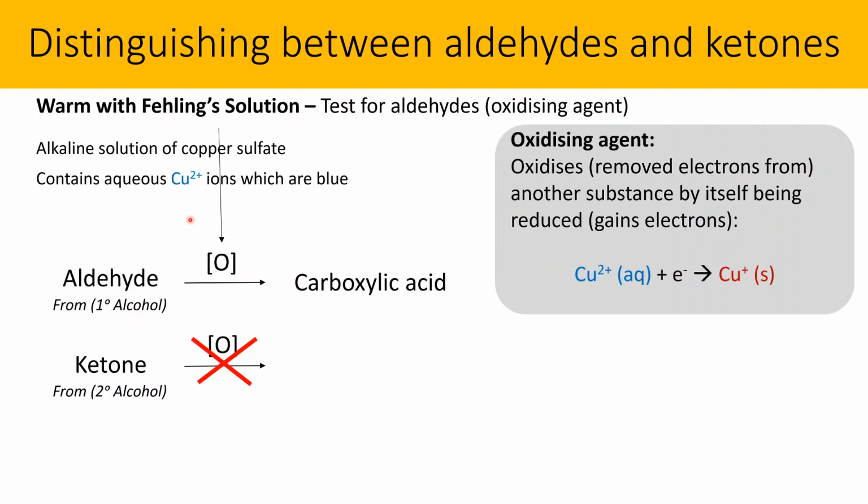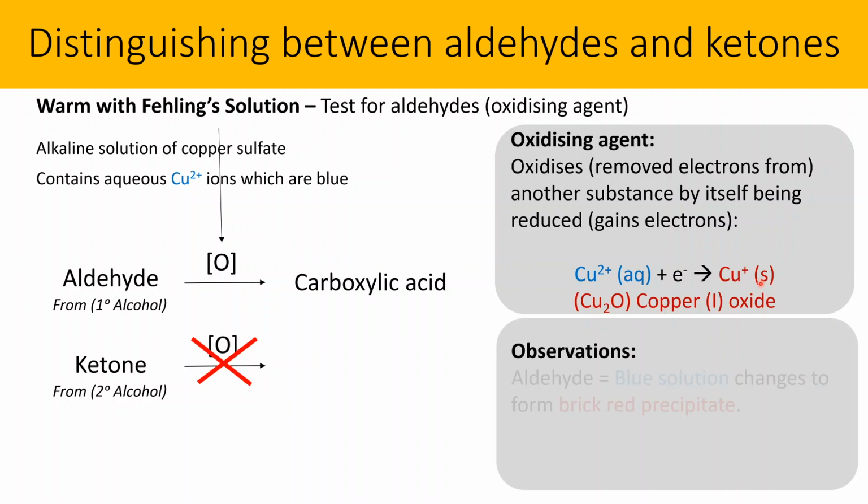Okay, and as we said, our Fehling's solution is a source of copper 2 plus aqueous ions, and as it's the oxidizing agent, it's getting reduced. So it's going to gain an electron to form copper 1 plus ions. Now, those copper 1 plus ions are actually in the form of copper 1 oxide, which has this formula here, Cu2O. Okay, and that comes out as a solid precipitate.